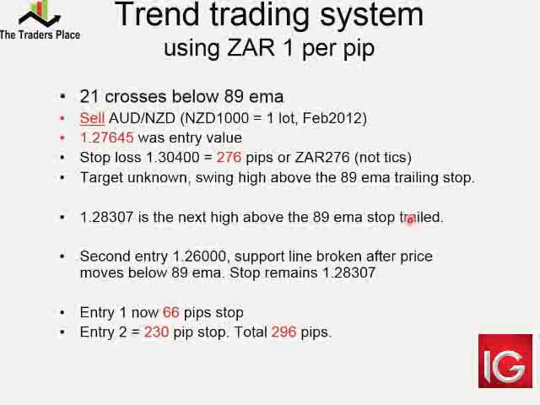1.28307 is the next high above the 89. The stop is trailed. The second entry is at 1.26000. The support line is broken, and the price moved below the 89 again. The stop remains at 1.28307. The first entry now has a 66-point stop loss, so it would be a loss of 66 pips. Entry 2 has a 230 pip stop, so total on those two contracts 296 pips, so let's say 300 Rand.